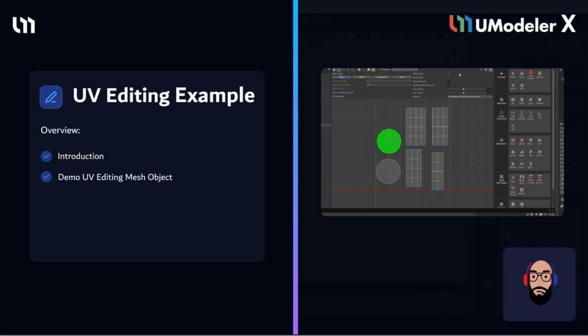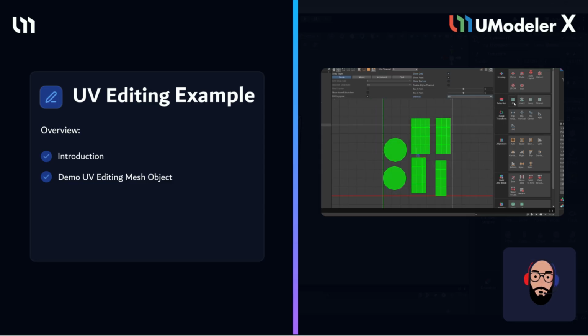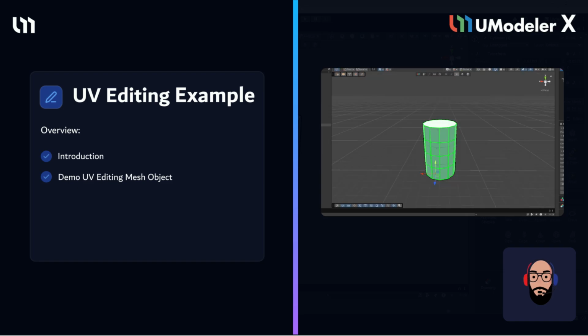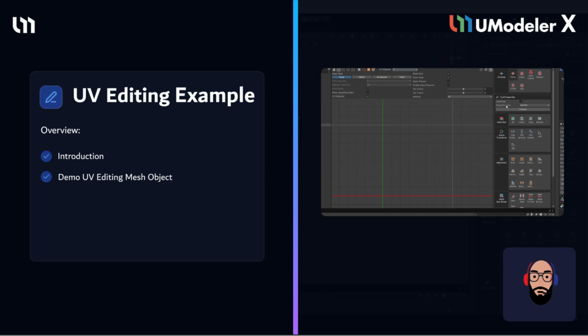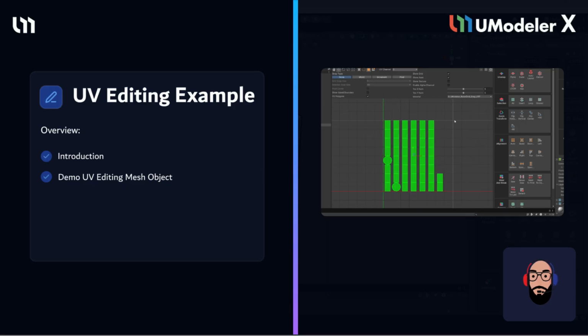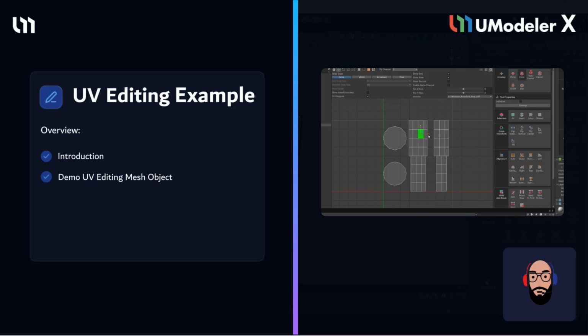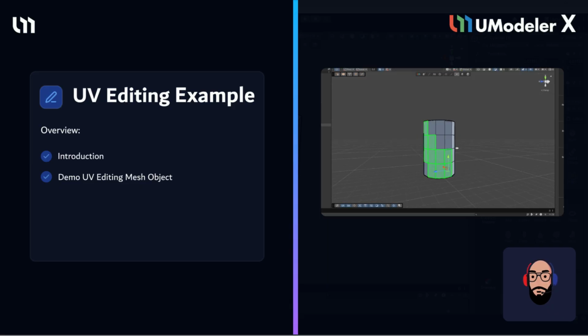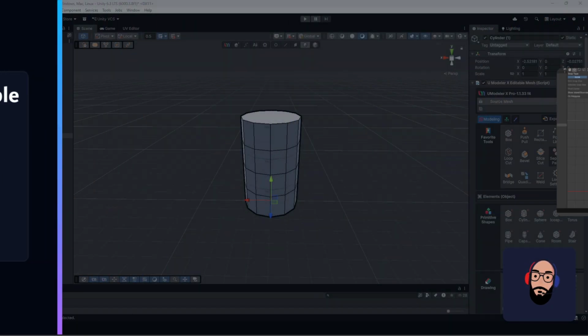You'll see how to select faces you want to unwrap and apply the unwrap method for the shape, and make some quick adjustments so that your initial layout is clean and ready for refinement. We're not going to cover every single tool here, just the core ones you need to understand how unwrapping works and how UModelerX keeps the process fast and intuitive. Once you have this first step down, the rest of the UV workflow becomes much easier. So let's jump in and unwrap your first model.